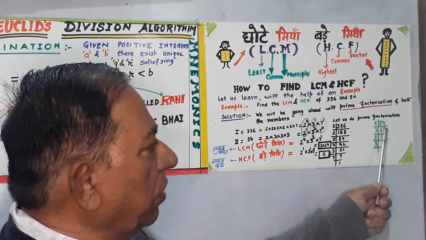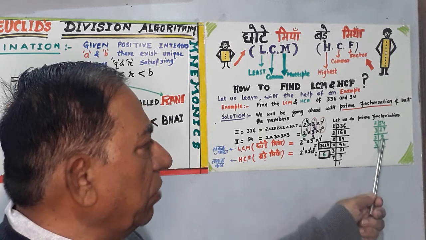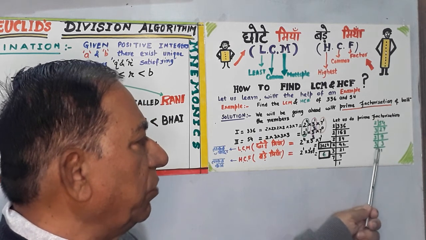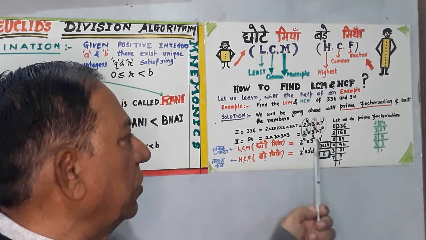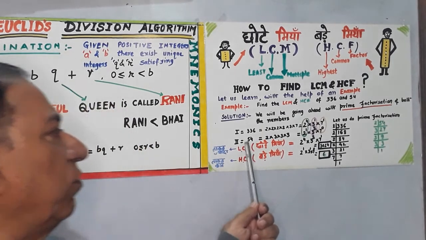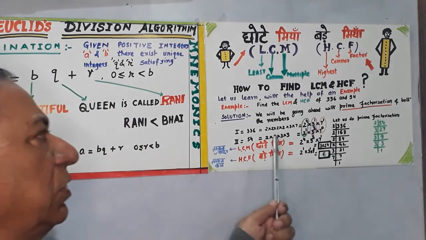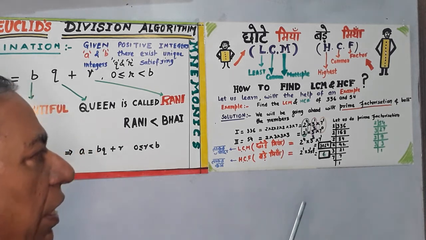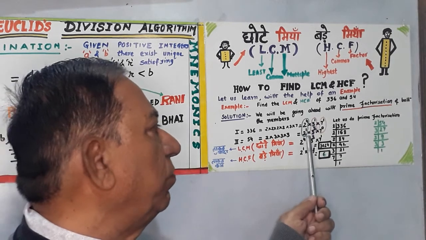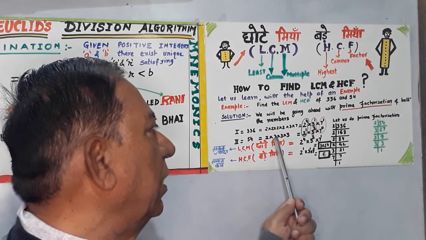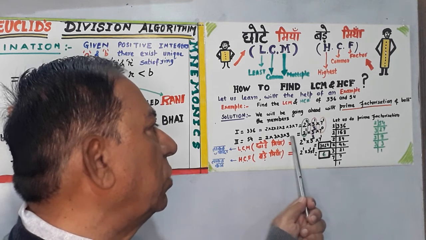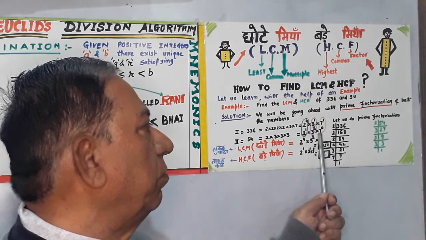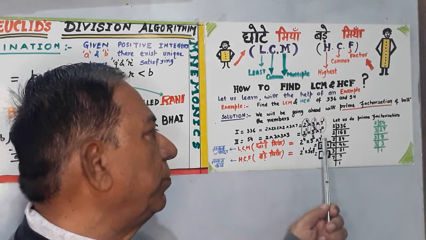Now let us go for factorization of 54. Divide by 2, it becomes 27. Divide by 3, it becomes 9. Divide by 3, it becomes 3. Divide by 3, it becomes 1. So the prime factorization of 54 is 2 into 3 into 3 into 3. Now put it in the form 2 raised to the power 1 here and 3 raised to the power 3 here. There is no 7 here. Multiply with 7 raised to the power 0.